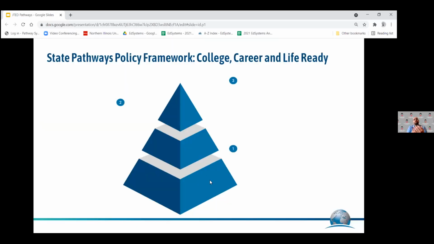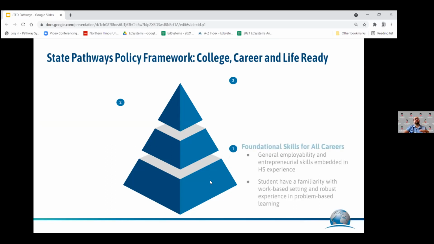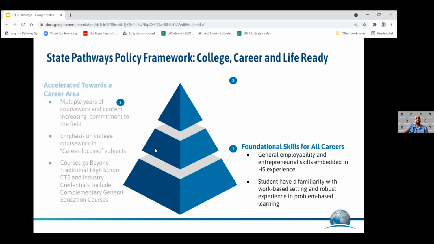So if you're really doing this correctly, in the state policy framework, it is Ed Systems determining that if you're really preparing someone well for pathways, they're going to have a certain minimum set of foundational skills for all careers, not just one career. They're going to have a certain professionalism, essential employability skills, foundational for various careers. And that's a proper creation of a pathway, right?